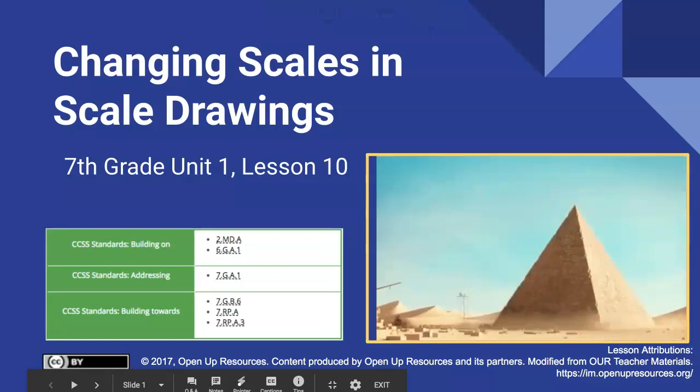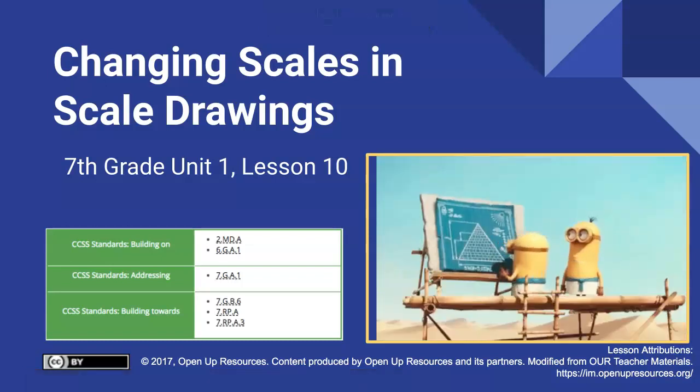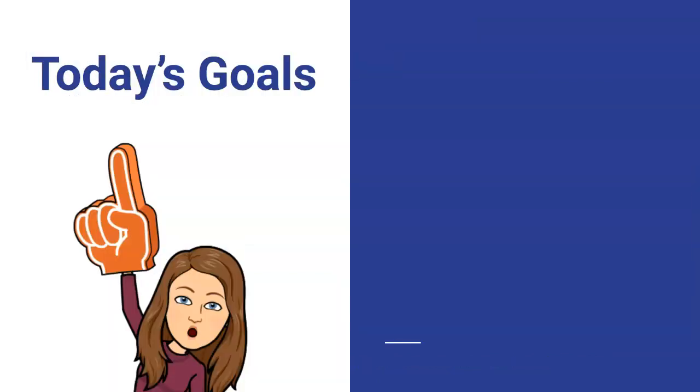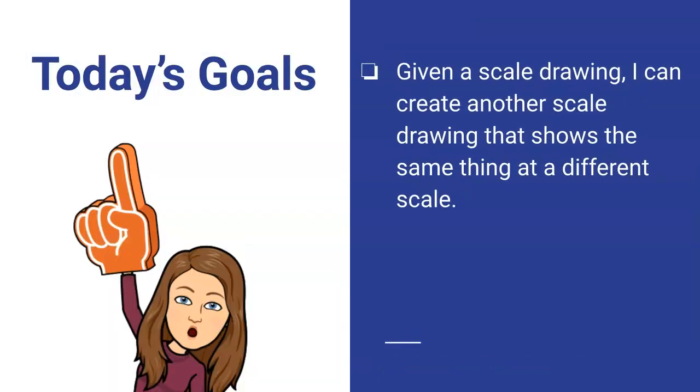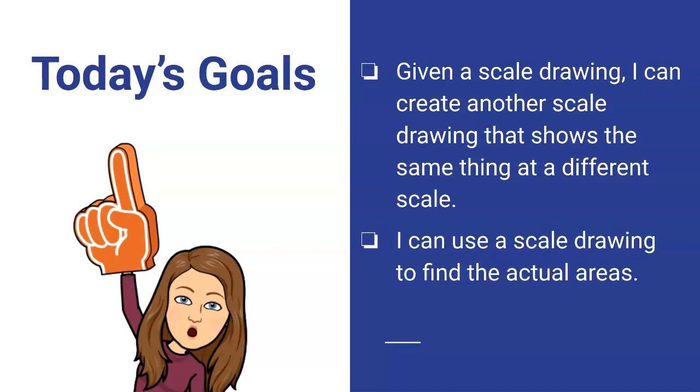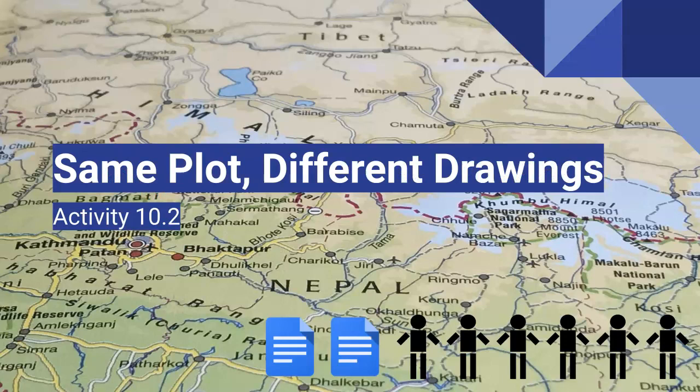In this video, I'll be summarizing Open Up 7th Grade Unit 1, Lesson 10, Changing Scales and Scale Drawings. So today's goals: 1. Given a scale drawing, I can create another scale drawing that shows the same thing at a different scale. And 2. I can use a scale drawing to find the actual areas.